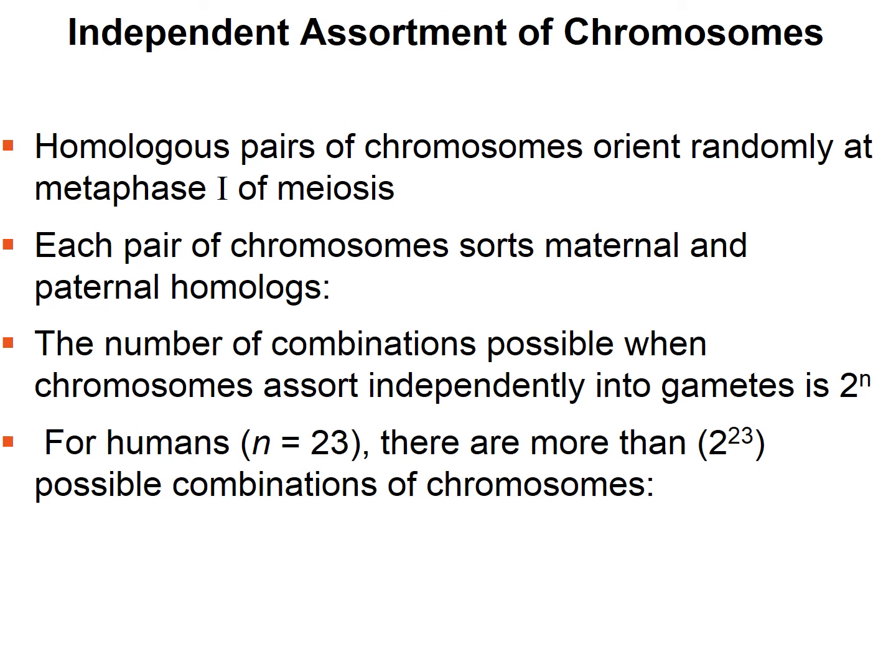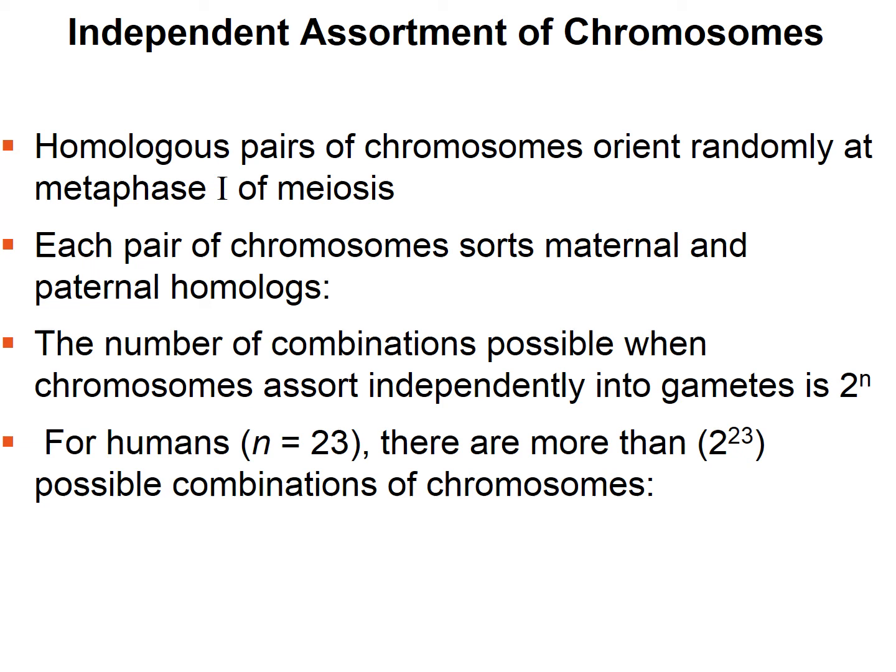So first, the independent assortment of chromosomes. Homologous pairs of chromosomes, if you remember when I showed you that slide earlier, when you're looking at meiosis 1, they orient randomly at metaphase 1 of meiosis. Each pair of chromosomes sorts maternal and paternal homologs into daughter cells independently of the other pairs.